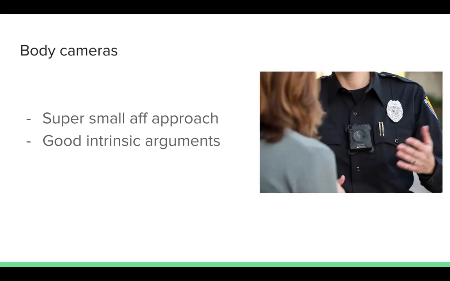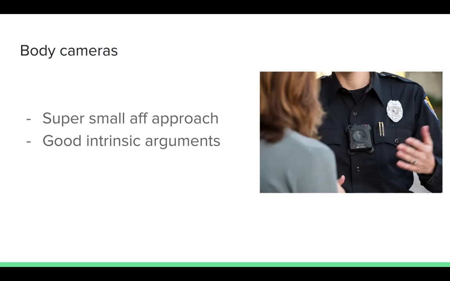Okay, so body cameras is a really good argument on this topic. I say mostly because it's a super small F approach. So what do I mean by a super small F approach? When you are framing how the topic is increasing, you can draw your own parameters a little bit. Obviously, the topic is going to be seen as a general principle at all times. If all of your arguments are about certain types of technologies, it's really hard for the con side to frame you as a villain for technologies you're not even talking about.